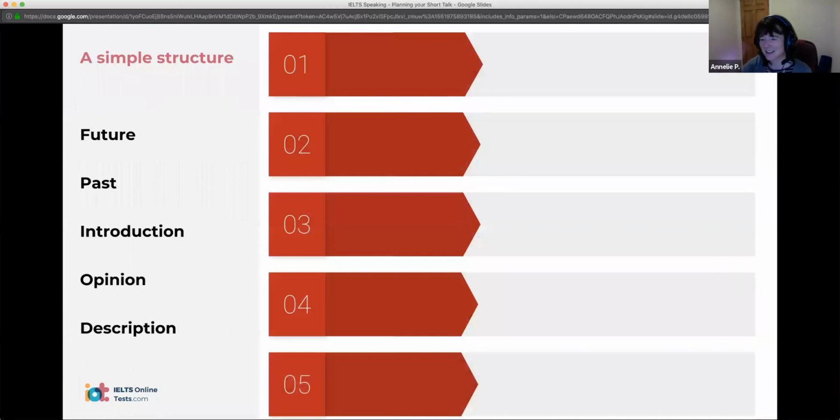So let's look at how we could do this structure. This is quite a simple way to structure the story, but again, it gives you enough to talk about, so you're not getting to the end very quickly. So we've got 5 different parts. We've got the 5 parts on the left-hand side, but not in the right order. So we're going to order it first.